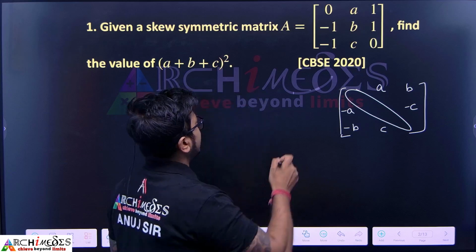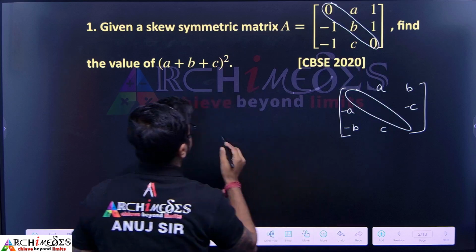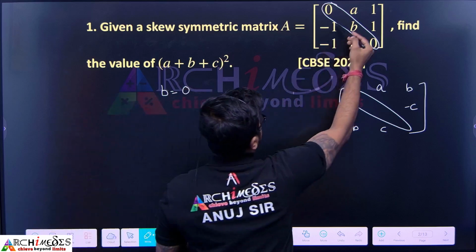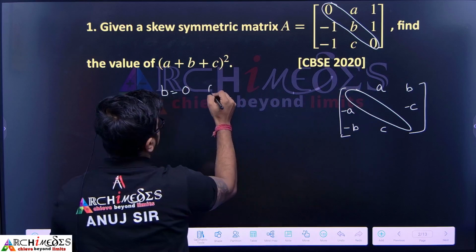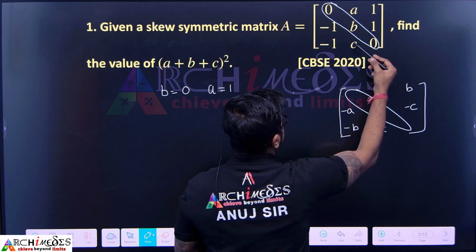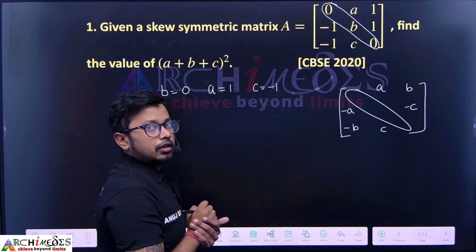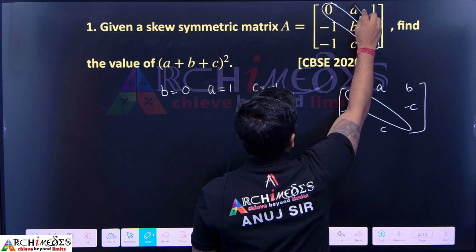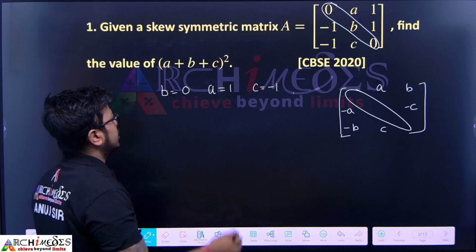Similarly, in this question, the diagonal element, that is B, should be 0. Then the opposite element should be equal and opposite. If this is minus 1, then A must be 1. Similarly, if this is 1, then C must be minus 1. Whereas for the symmetric, the opposite elements should be the same. For example, if this is minus 1, this is also minus 1. But the diagonal element can be any element. So these are the values of A, B, C.